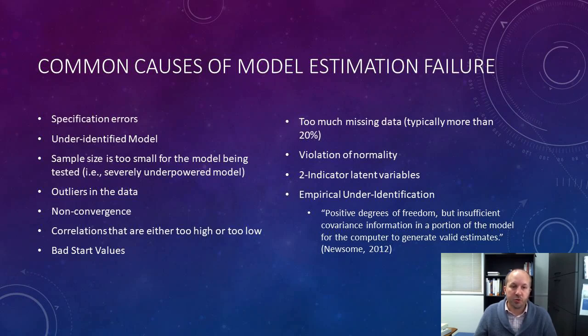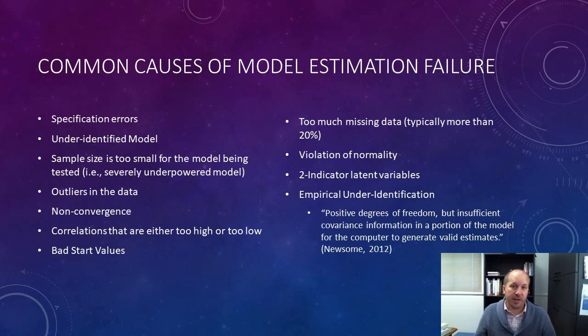The sample size can be too small for the model being tested, so your model is severely underpowered. Your model is too complex for the sample size. You can have outliers in the data, so again, you haven't adequately done your preliminary analyses, getting rid of or accounting for outliers in the data accurately. You can have a problem with non-convergence, where you need to increase the number of iterations. You can have correlations that are too high or too low, so there aren't adequately correlated values to do anything with, or you have issues with multicollinearity.